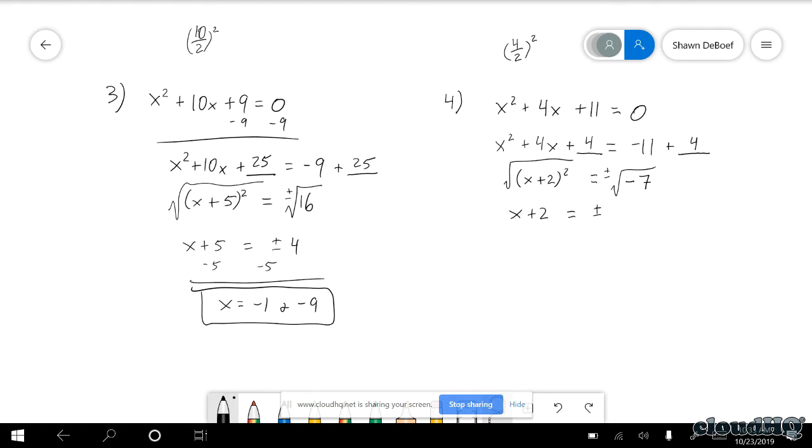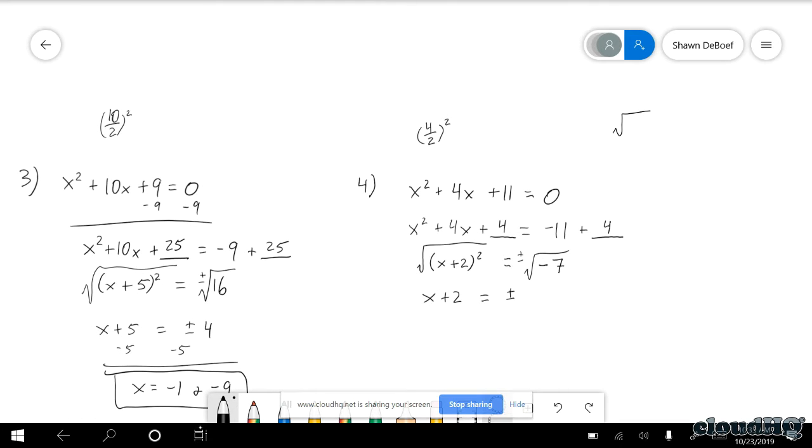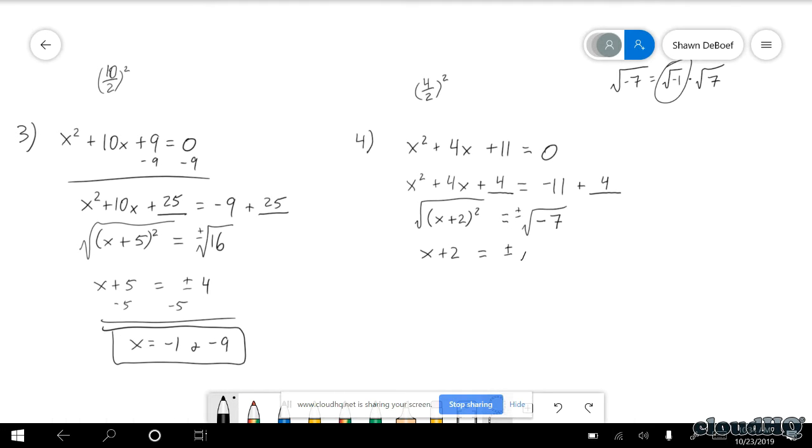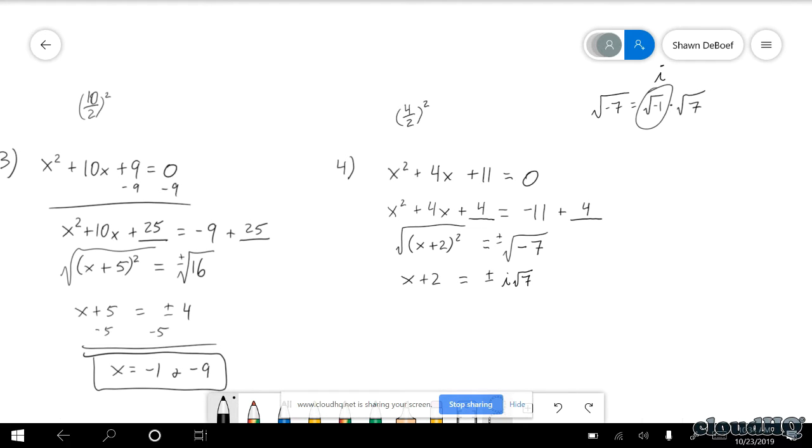So let's think back to yesterday, or Monday rather. Square root of negative 7, you can break the negative 1 apart from the 7. Think about those two parts separately. What is square root of negative 1? i. What about square root of 7? Can I simplify that? 7 is prime. There is no factor of 7 other than 1 that is a perfect square. I cannot simplify that down. So it becomes i square root of 7. x plus 2 equals plus minus i square root of 7.